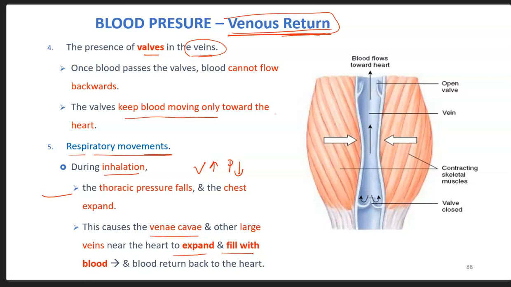So if you inhale, you increase the volume inside the thoracic cavity and the chest expands obviously, and then it causes the pressure in the thoracic cavity to fall. The same goes for the vena cava and other large veins. It causes the veins to expand and fill with blood, and more blood will return to the heart.